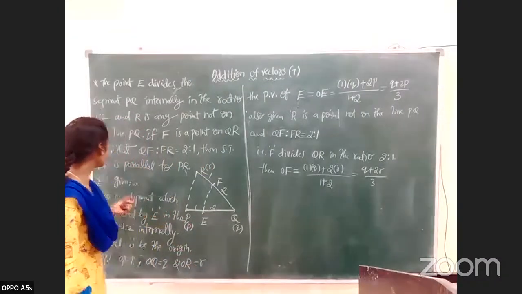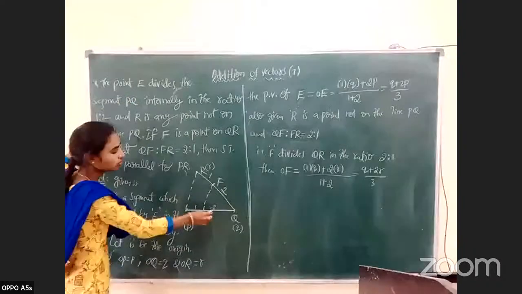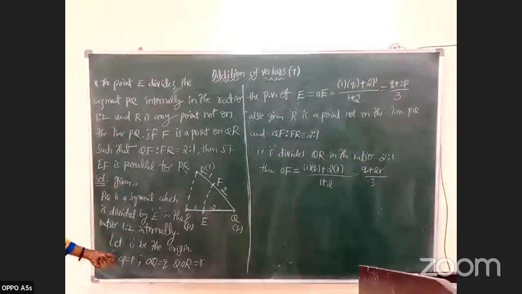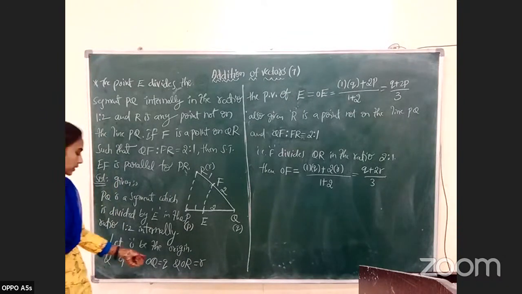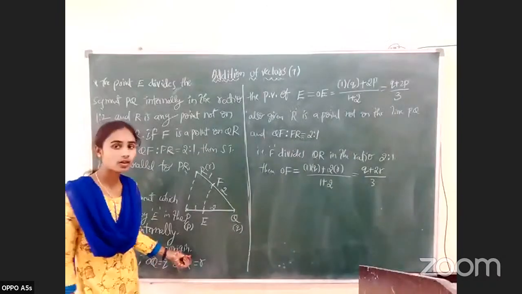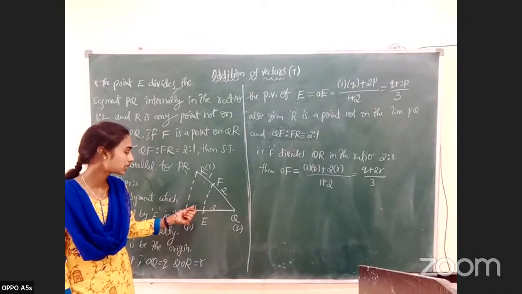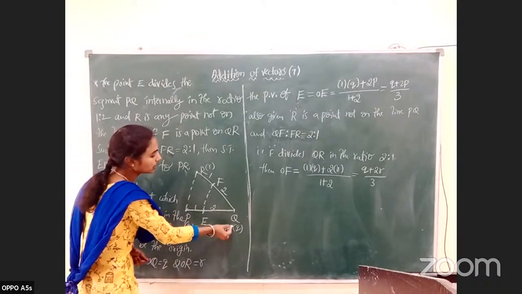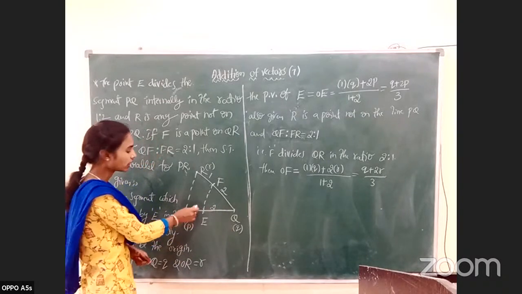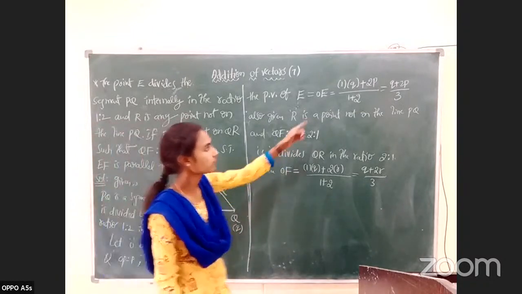See, once again I will explain. Given PQ is a segment which is divided by E internally in the ratio 1 is to 2. So let us assume O as the origin, the position vector of P is p, of Q is q, and of R is r. When E divides PQ in the ratio 1 is to 2, that is m is to n, the position vector of E will become (mB plus nA) by (m plus n), which is (1 into q plus 2 into p) by (1 plus 2). So we get the position vector of E.